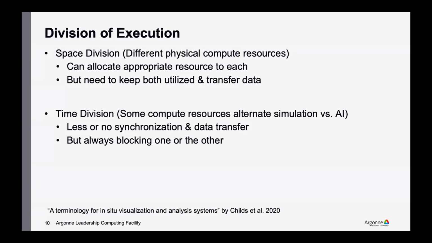The example that we're going to go through today is time division. We're using the same node for both the ML and the simulation, but we're switching between them in time. You might not need to transfer your data, but you're blocking each other. In the example today, we're able to have the machine learning and simulation access the same memory, so we're not doing all this data copying, but we can't run them both at the same time.